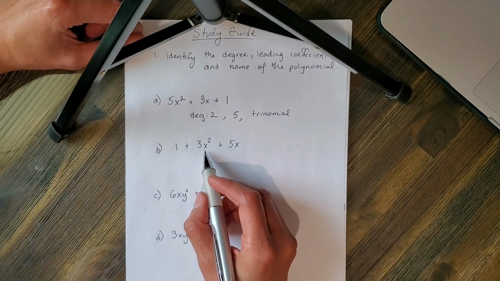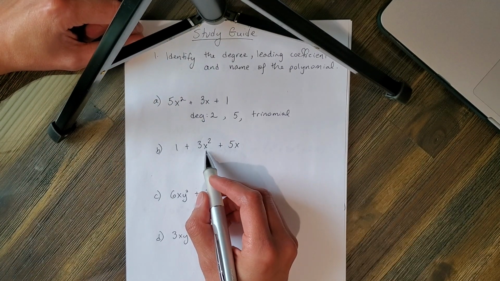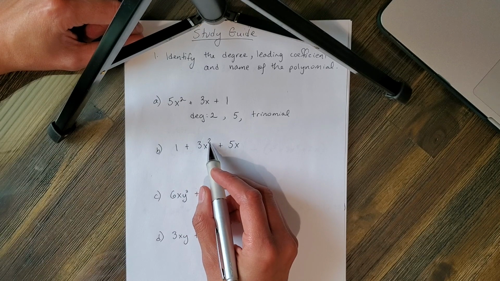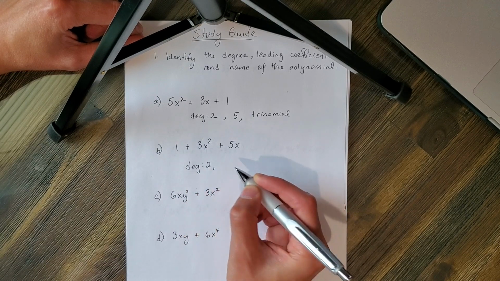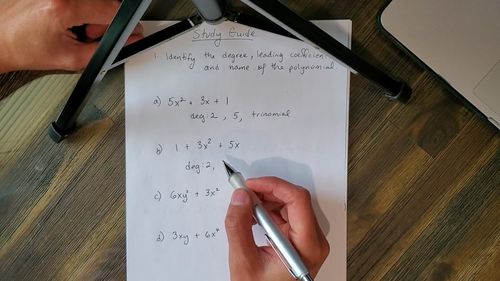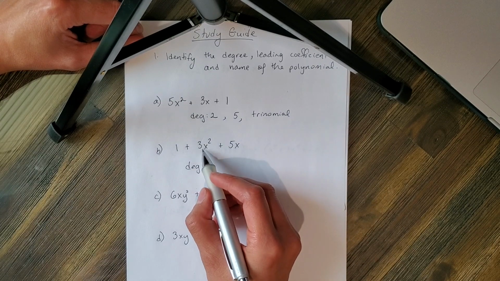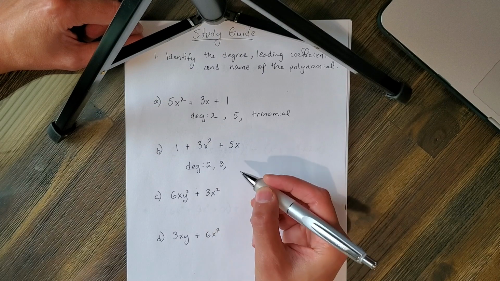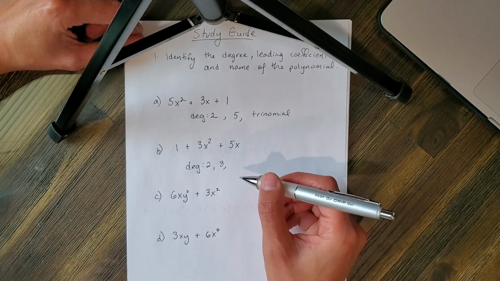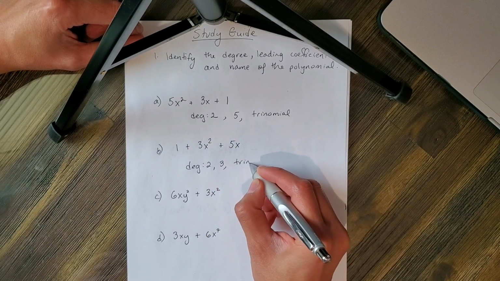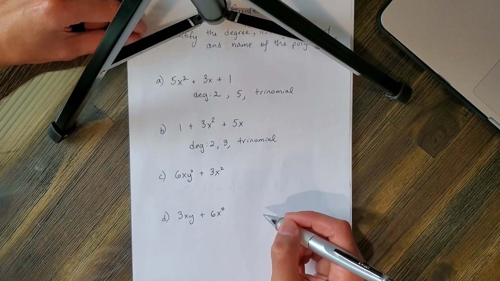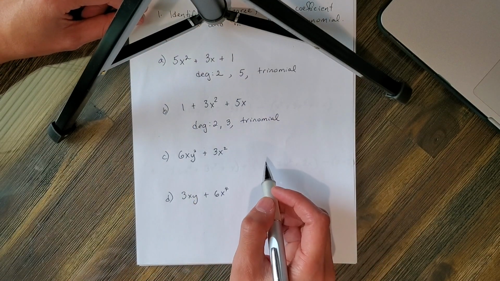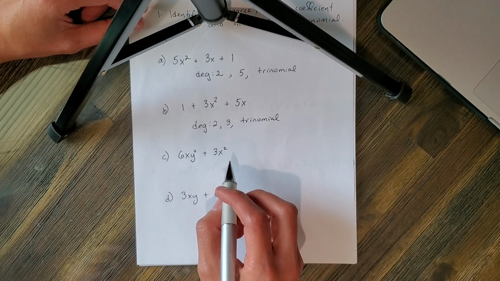So here again, we look for the variable with the highest exponent. So this would be the 2 here, the degree 2. The leading coefficient of this term here is 3. And since we have 3 terms, it's called a trinomial. Okay? The next one here has 2 terms, so that would be a binomial. We'll get to that in a moment.